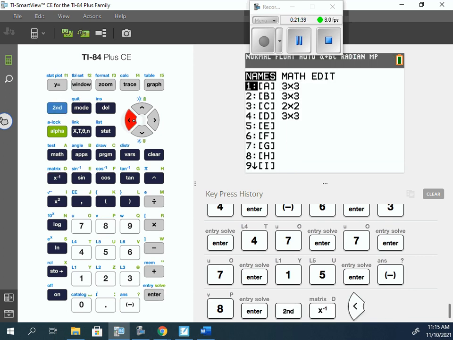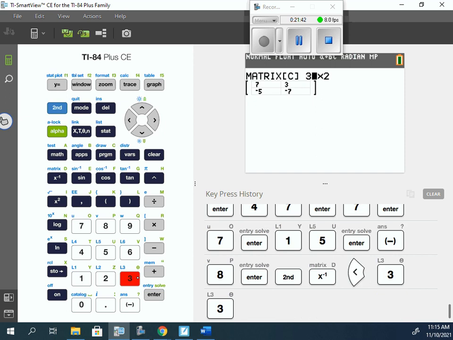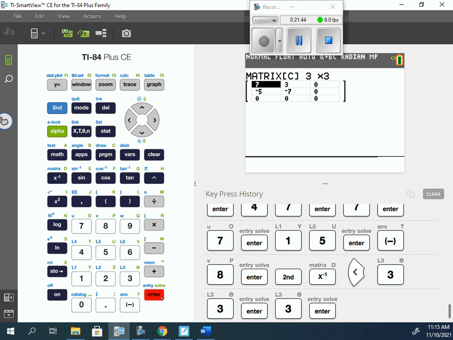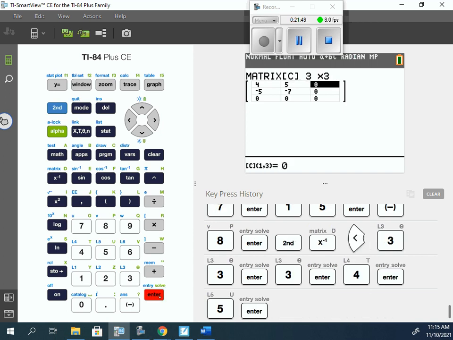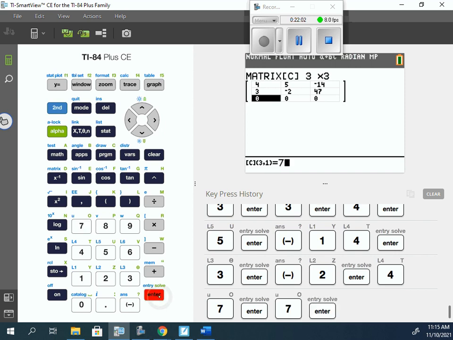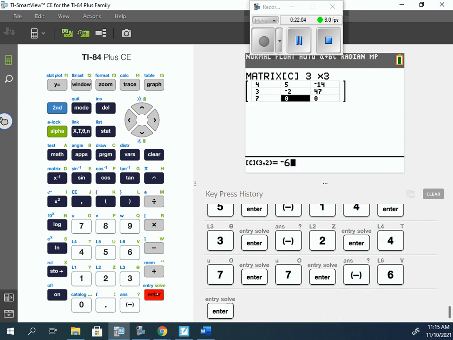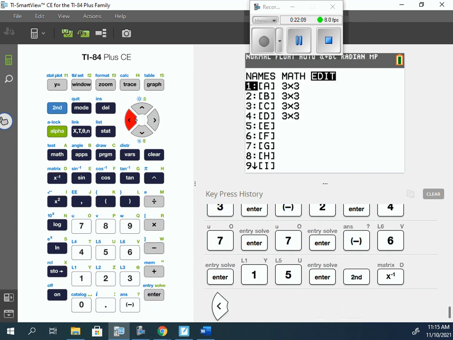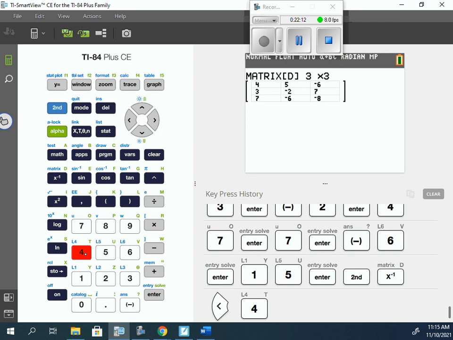We go second matrix, edit, matrix C, which is a 3 by 3. And this here would be 4, enter, 5, enter, negative 14, 3, enter, 2, enter, 47, negative 6, and lastly 15. And we go second matrix over to matrix D, which would be this right here, yes?